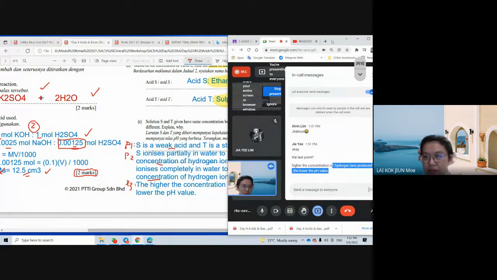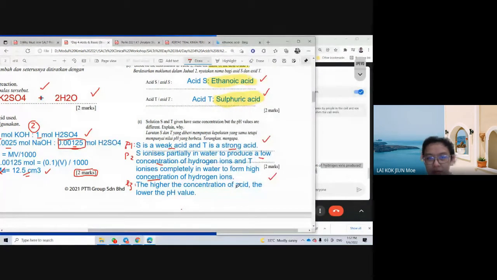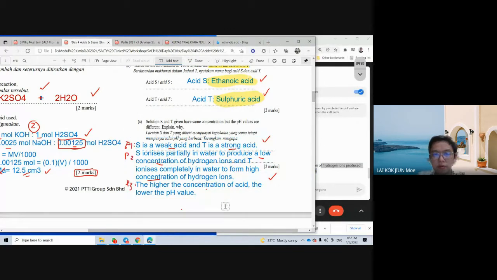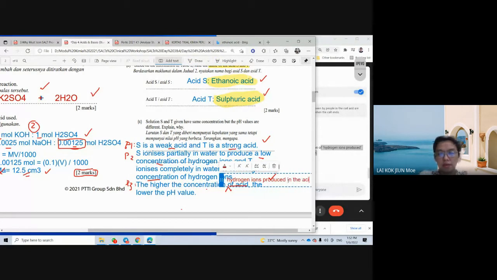The higher the concentration of ions, the higher the concentration of, yes, it's better. We change it like the JE answer. Good. We use it: the higher concentration of hydrogen ions. More specific. Very good, JE. Yeah, we change it a bit. In the acid like this, okay.